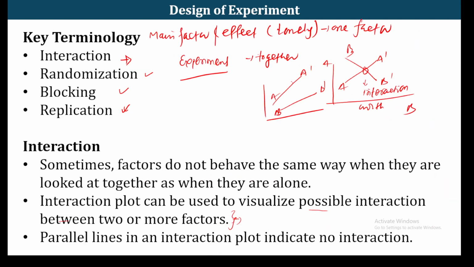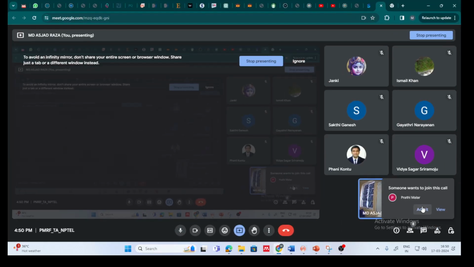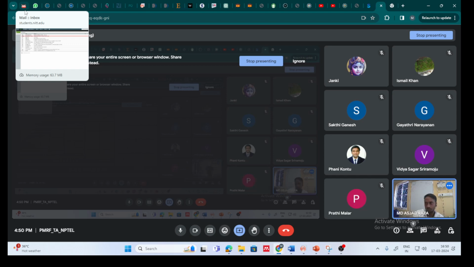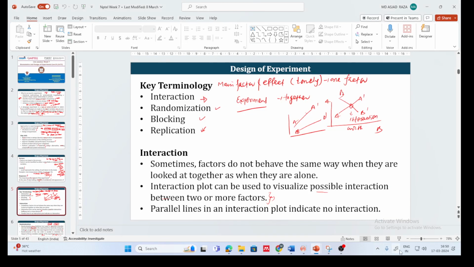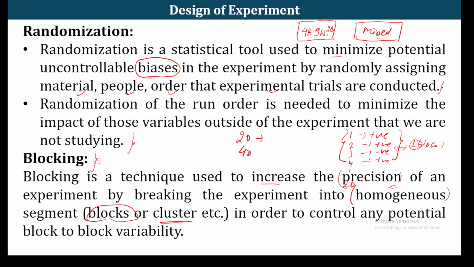Key terminology: interaction, randomization, blocking, and replications. I told what interaction is, and randomization and blocking I have discussed already. Interaction means some factors do not behave the same way. If the lines are parallel, there is no interaction. If they cut at some points, there are some interactions.